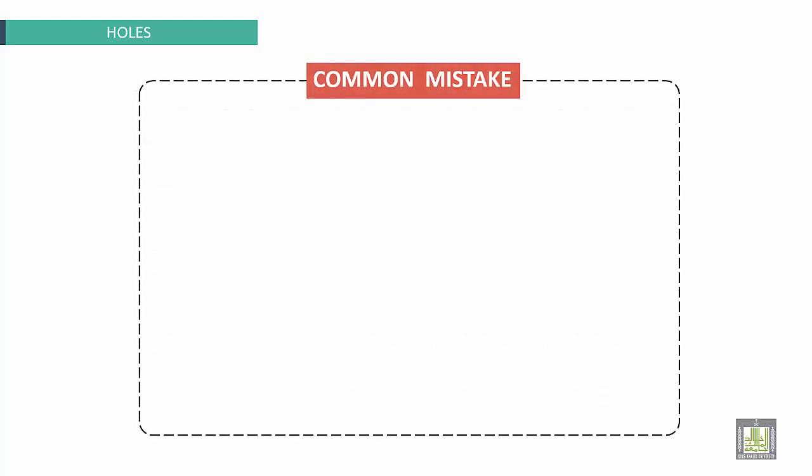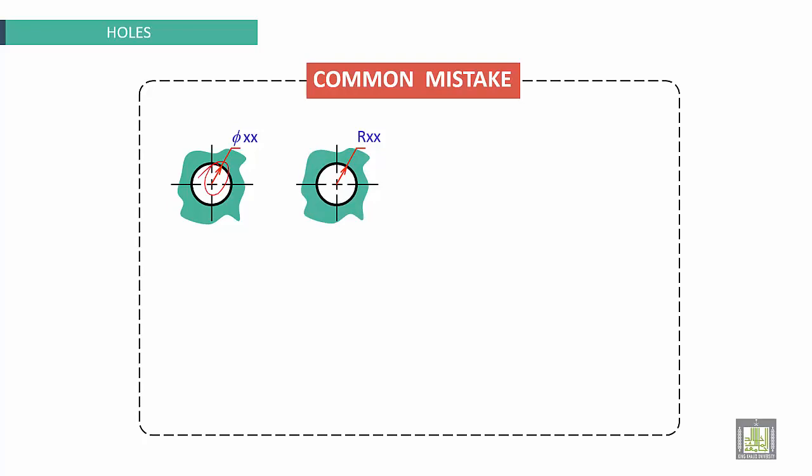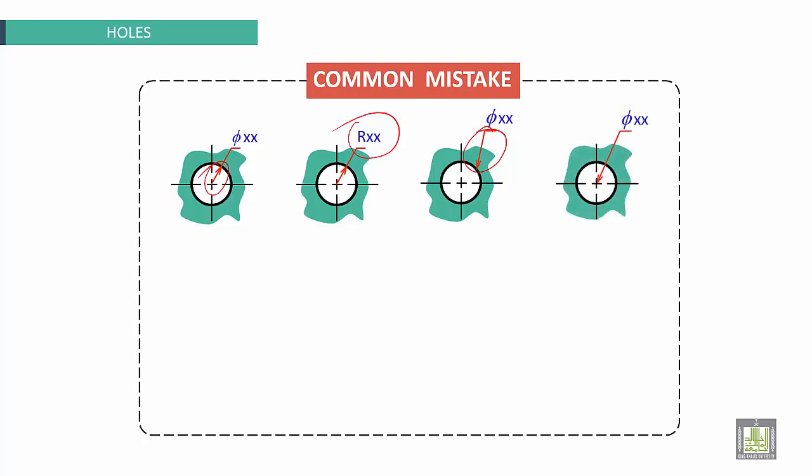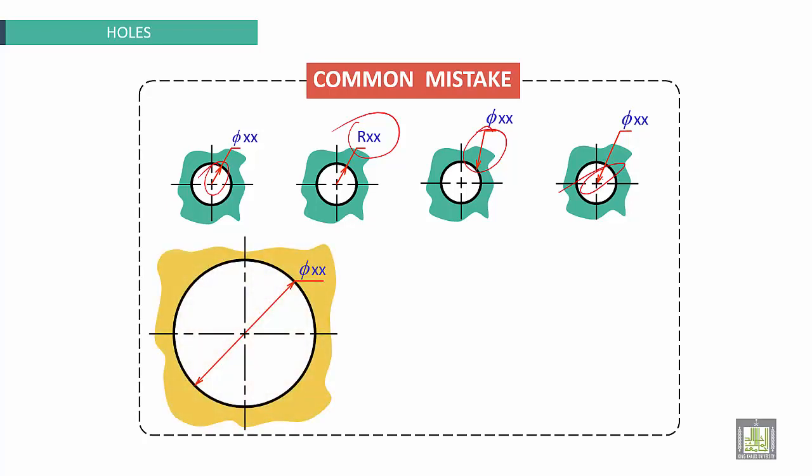Common mistakes for holes are, for example, to put the arrow of the dimension line not inside the hole, the circle of the hole. This is wrong. Also, to specify the hole with R, this is wrong. The inclination of this line is not between 60 and 30 degrees. This is wrong. Here, the arrow is directly on the center. This is wrong. For the big hole size, to put diametrical line dimension and external note, this is wrong.